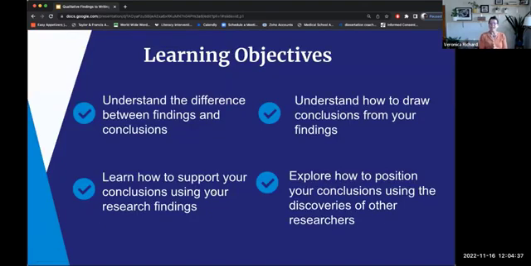Today, our objectives here are understanding the difference between findings and conclusions, understanding how to draw conclusions from our findings, and then learning how to support your conclusions in writing, mostly with your findings. So what does that actually look like? And then we will explore how to position ourselves and our research through our conclusions and our discussions.